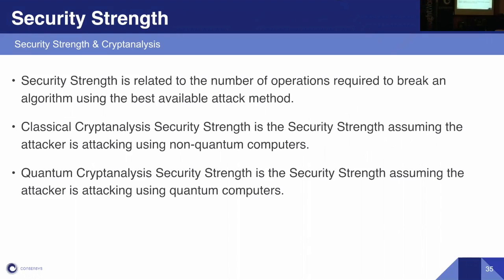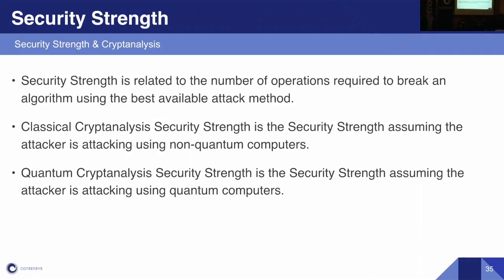So security strength really comes down to the number of operations that you're going to need to do to break an algorithm under attack. And there are two different ways you could possibly do it. One is using classical computers, and that's what you can think of as classical cryptanalysis security strength. Or if you had a quantum computer available to you, then you would be looking at the quantum cryptanalysis security strength.